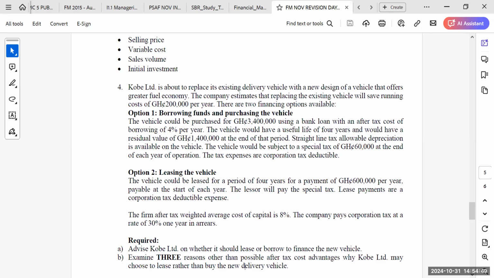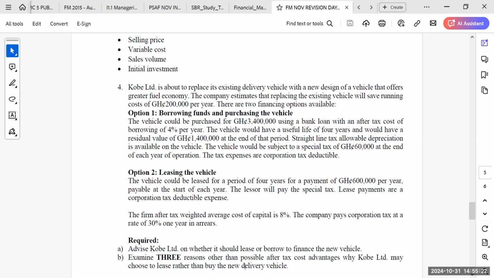So the machine could be purchased at 3,400 using a bank loan with an after-tax cost of borrowing of 4% per year. The vehicle will have a useful life of 4 years and will have a residual value of this particular amount. Straight line tax allowable depreciation is available on the vehicle. The vehicle will be subject to a special tax of 60,000 at the end of each year of operation. The tax expense is tax deductible.